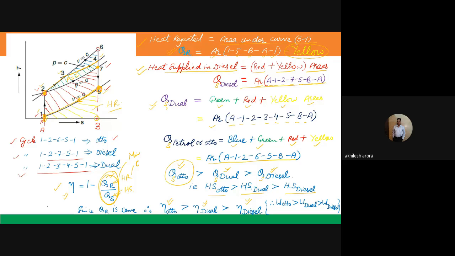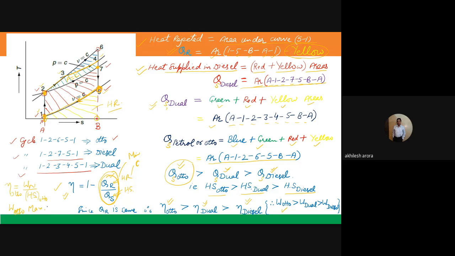So basically we have compared three parameters. We have compared heat supplied, heat rejected, efficiency. Now we want to compare the work output. Now work can be calculated by two methods. One could be I use the formula efficiency is given by W net divided by heat supplied, and which cycle has the highest efficiency? The Otto cycle has the highest efficiency, and the heat supplied for the Otto cycle is also maximum. So W net or W for the Otto cycle will be maximum, and it will be followed by dual cycle and followed by diesel cycle.